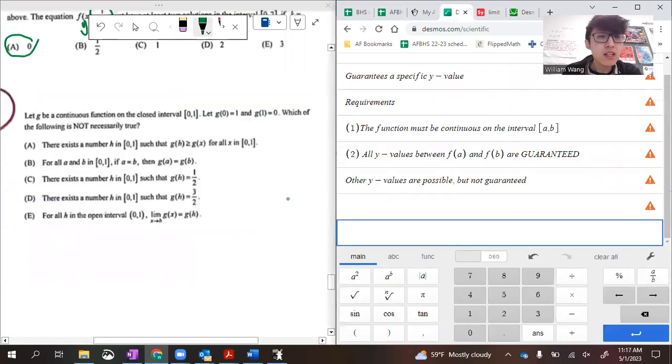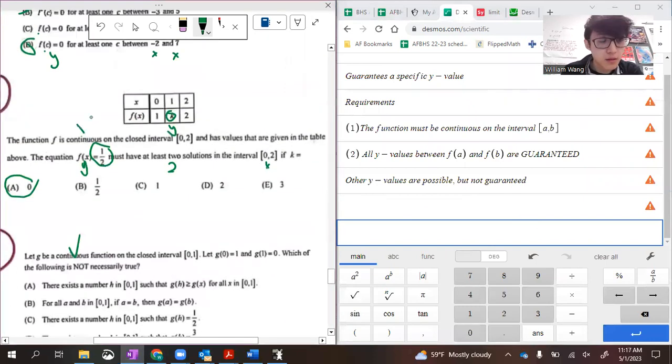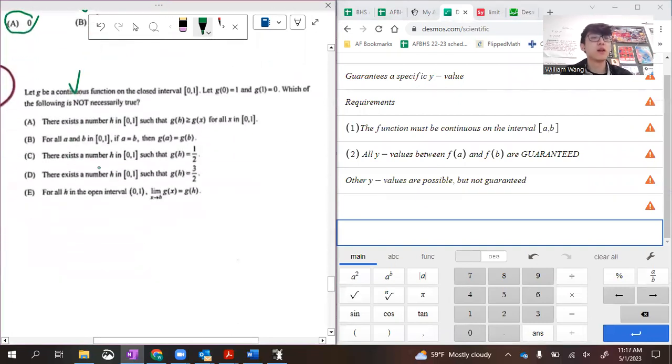All right. Last intermediate value theorem question. Let g be a continuous function on the closed interval. Cool, so it's continuous, right? Actually, I should have noted that here. The function f is continuous. All right, g is a continuous function on the closed interval from 0 to 1. Let g of 0 equal 1 and g of 1 equal 0. Which of the following is not necessarily true?